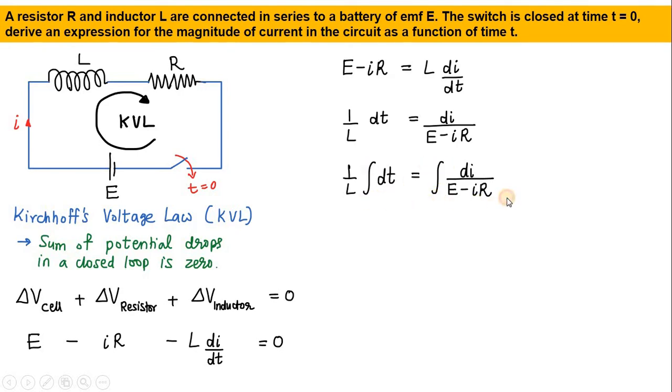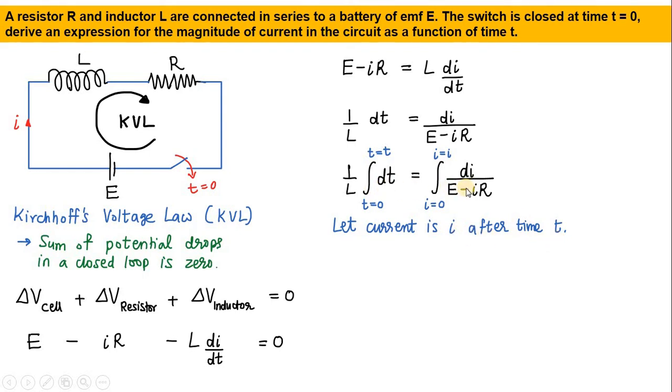So we put the lower limit. At time t equal to 0, in this circuit the current was 0, because at time t equal to 0 the switch was open, so there was no current in the circuit. So the lower limit is the initial condition. At time t equal to 0, the current was 0. Then after t seconds of time, the current in the circuit becomes I. That means we are assuming that the current is I after time t.